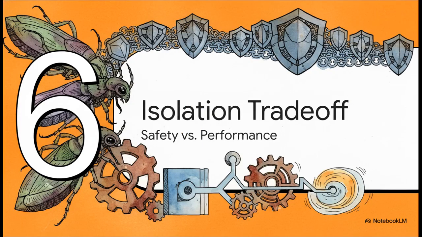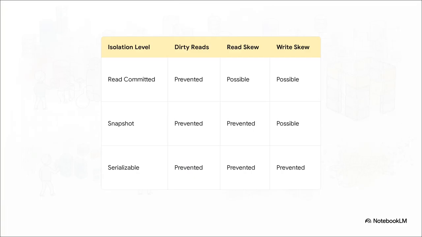Section 6. The isolation trade-off. Balancing safety and performance. Let's move to the checklist and see how this all builds up. Why don't we just run everything in strict serializable mode? Because of trade-offs, look at how our defenses stack up. Read committed stops the basics, dirty reads and writes. Snapshot isolation steps up and totally eliminates read skew for your long-running queries. And finally, serializable isolation locks down the incredibly complex race conditions like write skew and phantoms. Each level systematically eliminates more and more bugs.